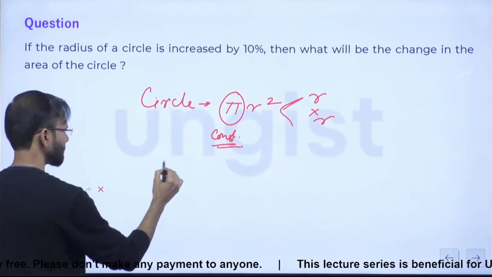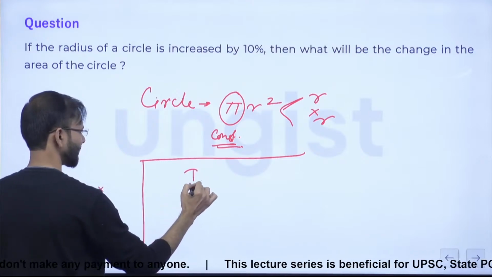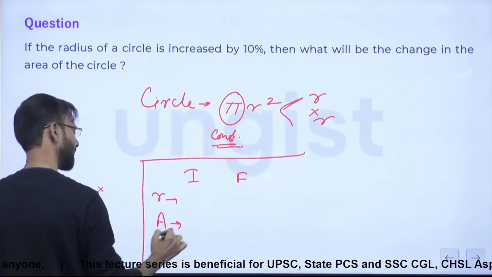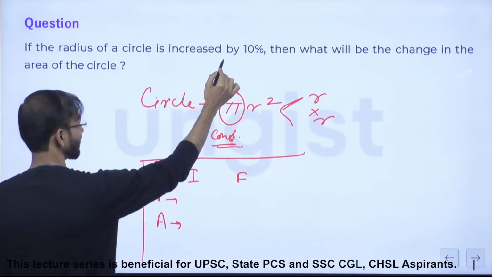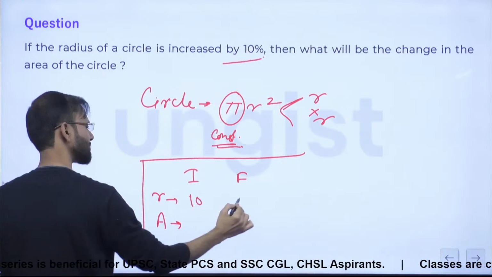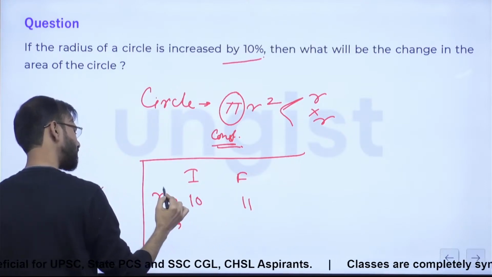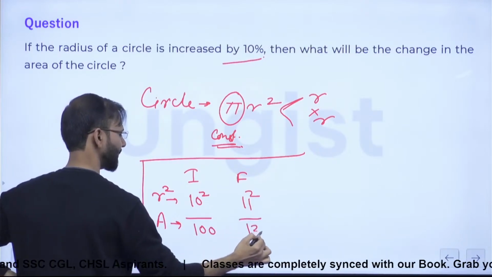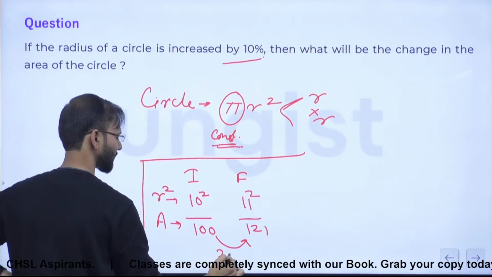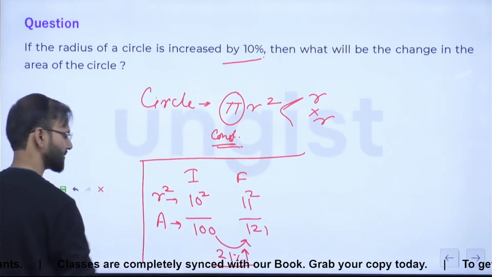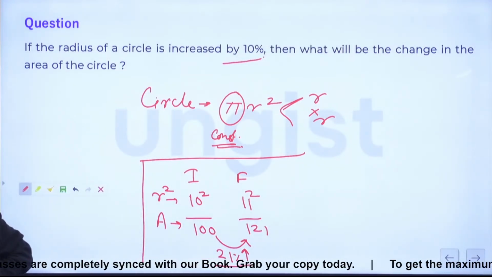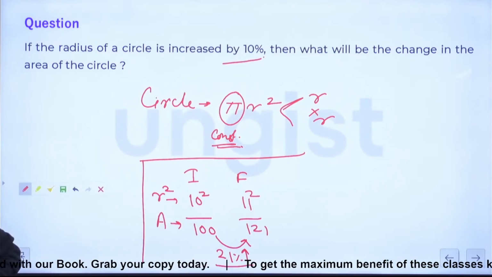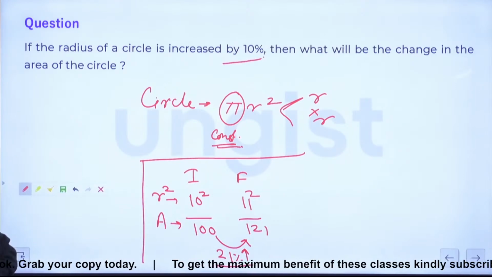Fine. So now, initial radius and final radius, let's say, and area. So guys, initially, what are they saying? Increased by 10. So this is 10 becomes 11. Right? So let me do r square here itself. So this 100 becomes what? 121. What is the increment? 21% increment, guys. Okay? Everybody okay? So just by looking at the question, you can tell me the answer. All right? So this is the increment of 21%.